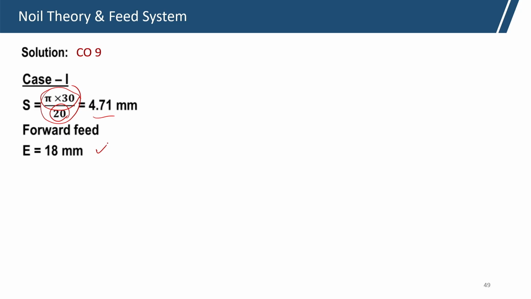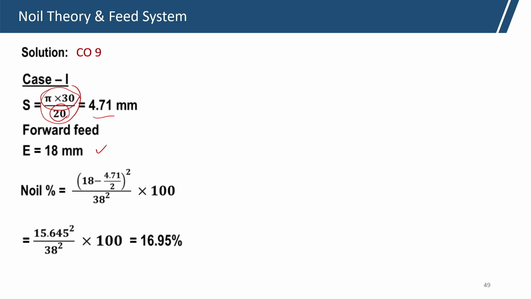So, we can calculate the Noil percent. So, Noil percent is 16.95%, that is Noil percent. Now, the same Noil percent will be there for backward feed with 30 ratchet wheel and E we have to calculate.